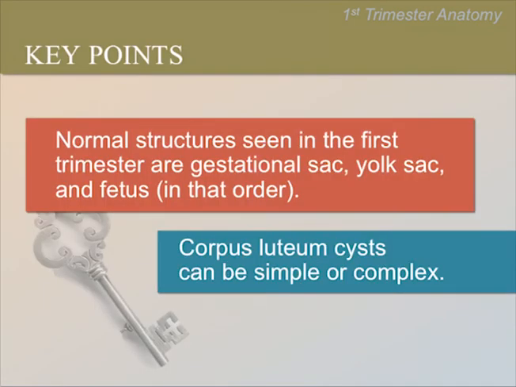Let's review the key points. Normal structures seen in the first trimester are the gestational sac, yolk sac, and fetus, in that order. Corpus luteum cysts can be simple or complex. In the next lesson, we will learn how to measure the gestational sac or the fetus to very accurately date the fetus and determine the due date.